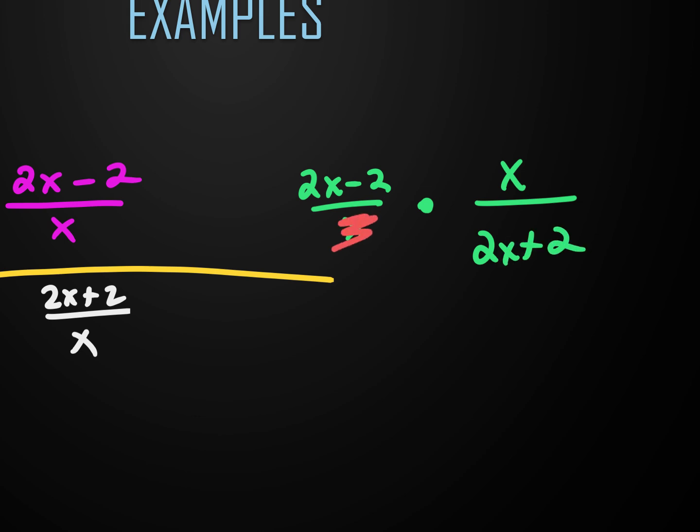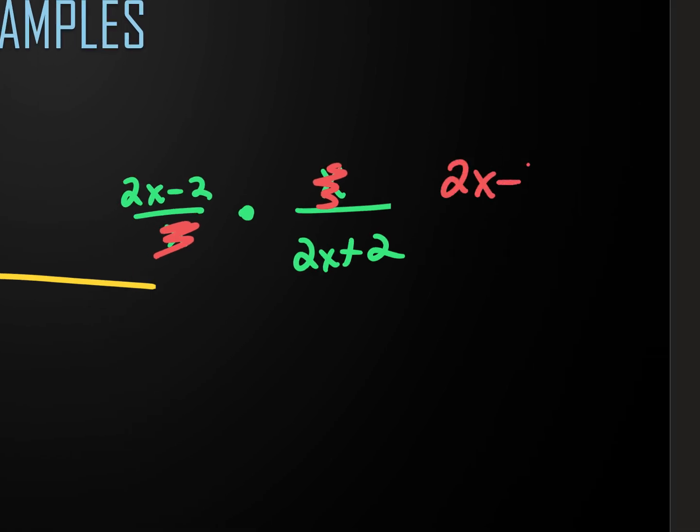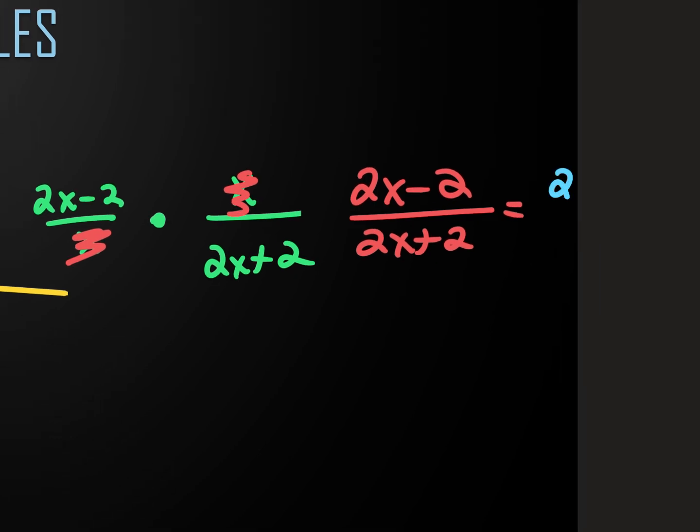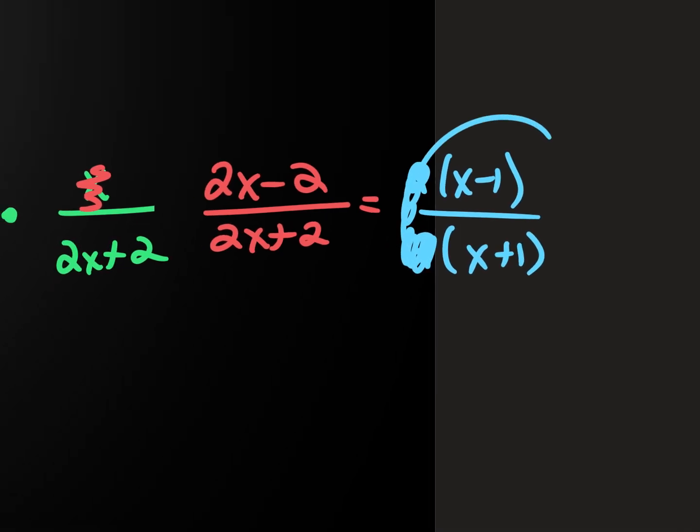The x, good. Can I just randomly cancel 2's? No, let's go ahead and watch this, guys. 2x minus 2 over 2x plus 2. In order to simplify, take out the GCF. What is the GCF in the numerator? 2. So I have 2 times x minus 1. What's my GCF in the denominator? 2. So I have 2 times x plus 1. Now what can cancel? Now we can cancel the 2's. Good. So here's your answer.